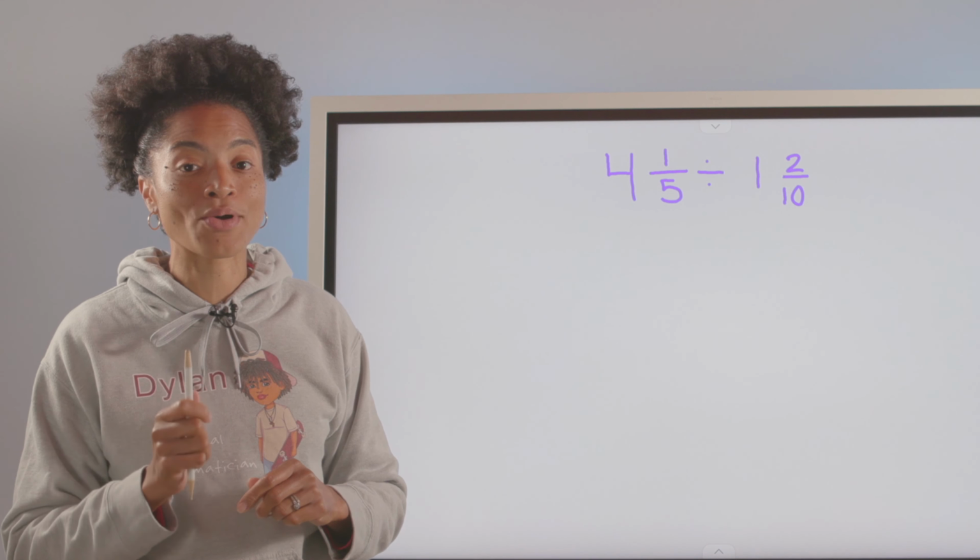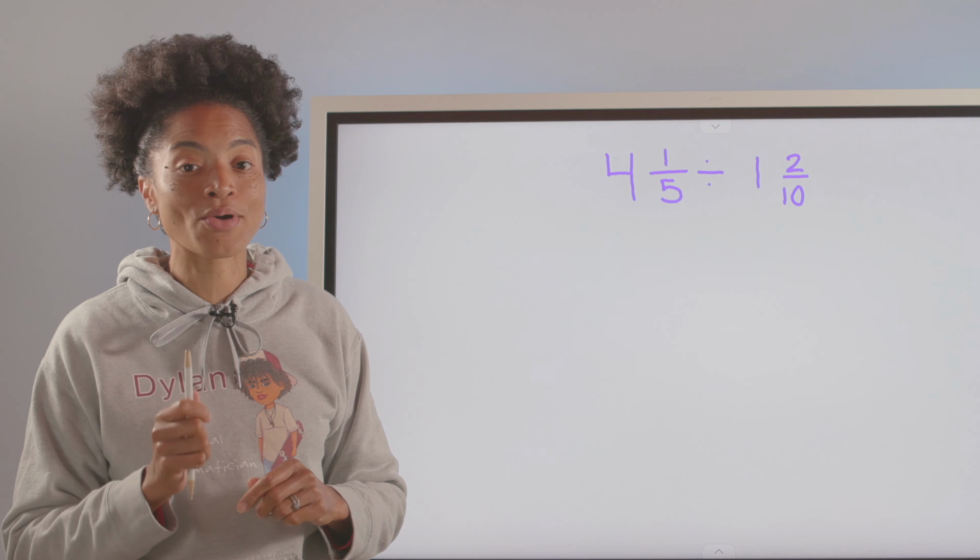All right, so we want to change our mixed number fractions to improper fractions, and we do that by multiplying the whole number to the denominator. That's 4 times 5, which gives us 20. Then we take that, add it to the what? Numerator. So 20 plus 1 is going to give us 21. So we're going to write 21 over the same denominator, 5.